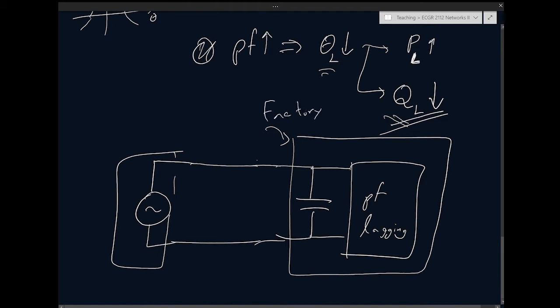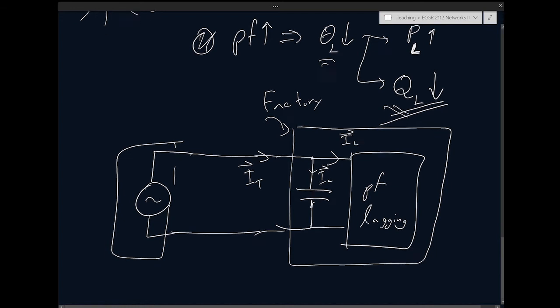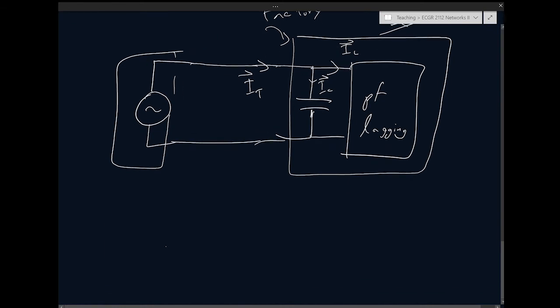So with this cap, the total current going into the factory is going to be the current going into the load plus the current going into the cap, and this cap is going to improve the power factor. So let's go back to S old, before we added the capacitor. This is P old. P old doesn't change. We do not want to change the power.